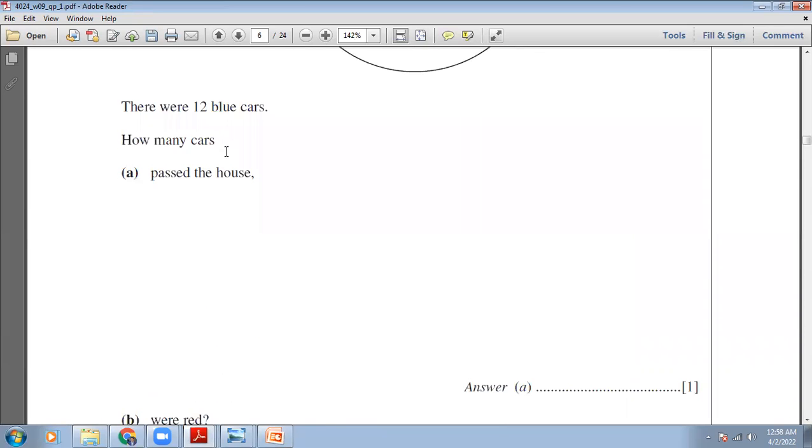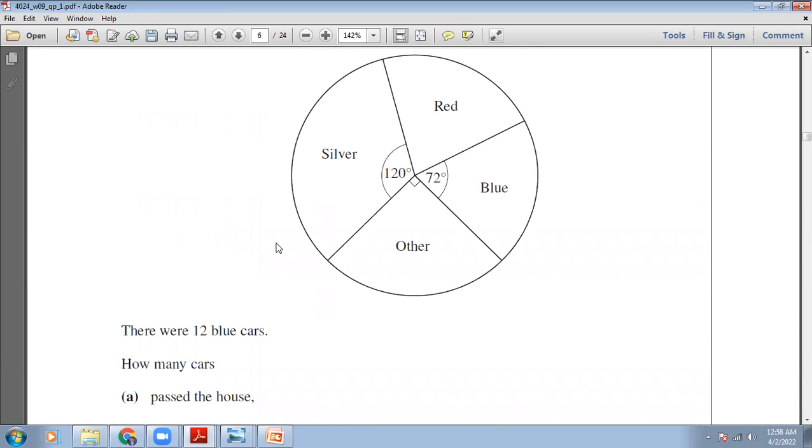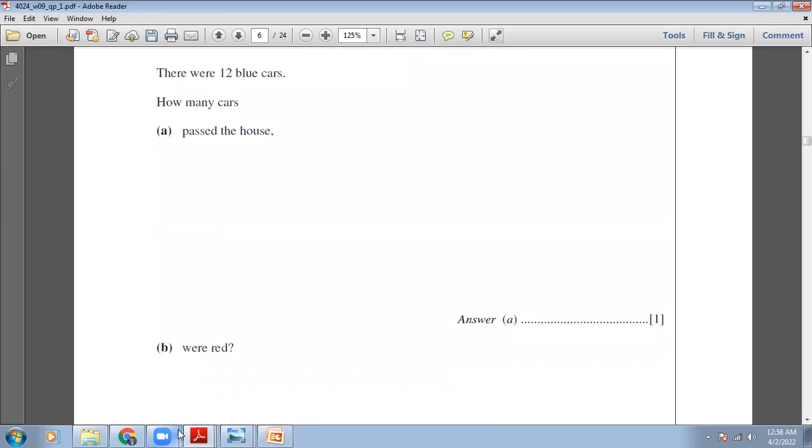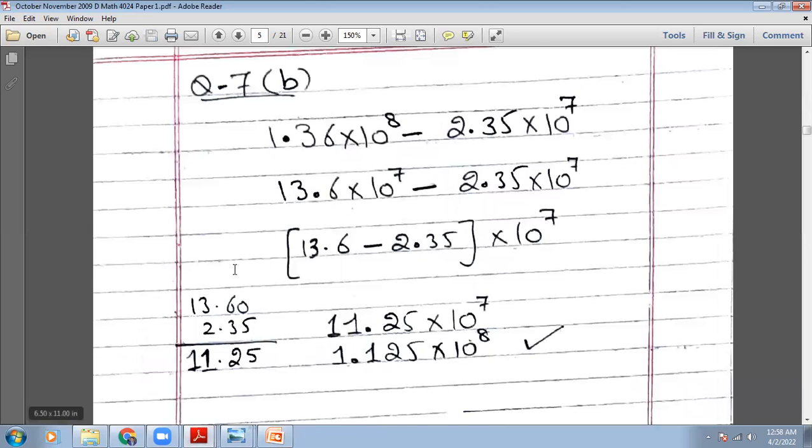But their main question is how many cars passed the house? So if 72 degrees means 12 cars, then 360 degrees means how many cars? Because that will show the total cars. So it's a 1 mark question. So let me show you my solution.